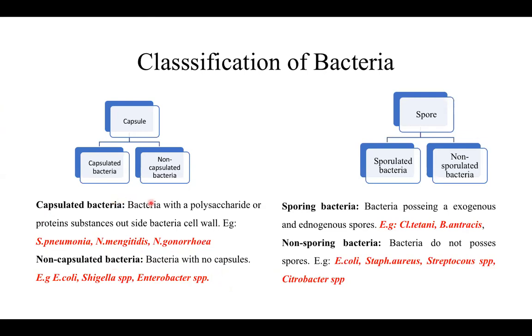And spore-forming bacteria. Based on the presence of spores, some of the bacteria possess spores and are known as sporing bacteria or spore-bearing bacteria. Those bacteria which do not possess spores are known as non-sporing bacteria. The bacteria may possess exogenous types of spores, or endogenous types of spores. Examples which possess exogenous spores are Clostridium species, Clostridium tetani, Clostridium perfringens, Clostridium botulinum. Bacteria which possess endogenous spores are Bacillus anthracis. Non-sporing bacteria do not possess spores. Examples are Escherichia coli, Staphylococcus aureus, Streptococcus species, and Citrobacter species.